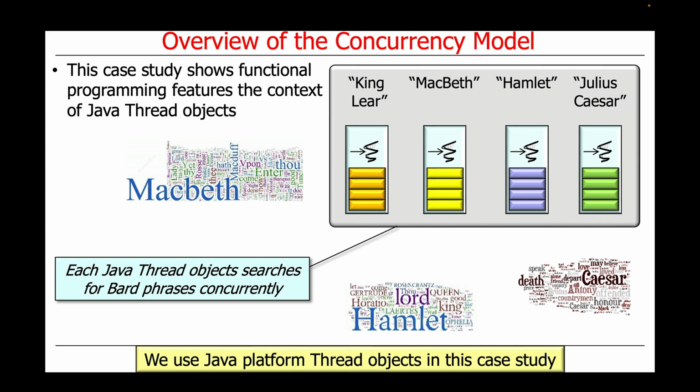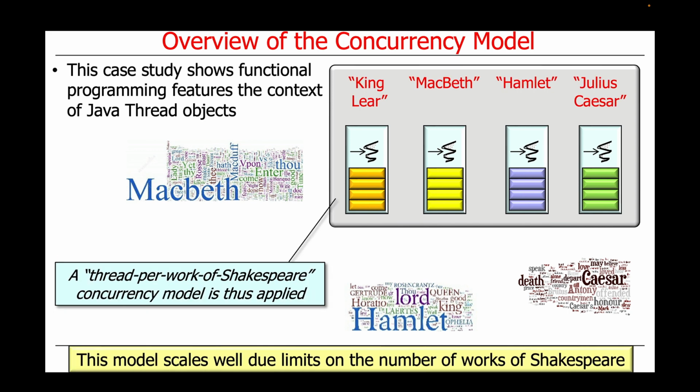We use Java platform thread objects in this case study, though it should be straightforward to modify it to use Java virtual threads instead. This application applies a thread per work of Shakespeare concurrency model, where each work of Shakespeare, such as Hamlet or Julius Caesar, Macbeth or King Lear, and so on, is associated with a particular thread that looks for the barred quotes in that particular work of Shakespeare. This model scales quite well due to the limits on the number of works of Shakespeare. There's only 37 or 38 of them.